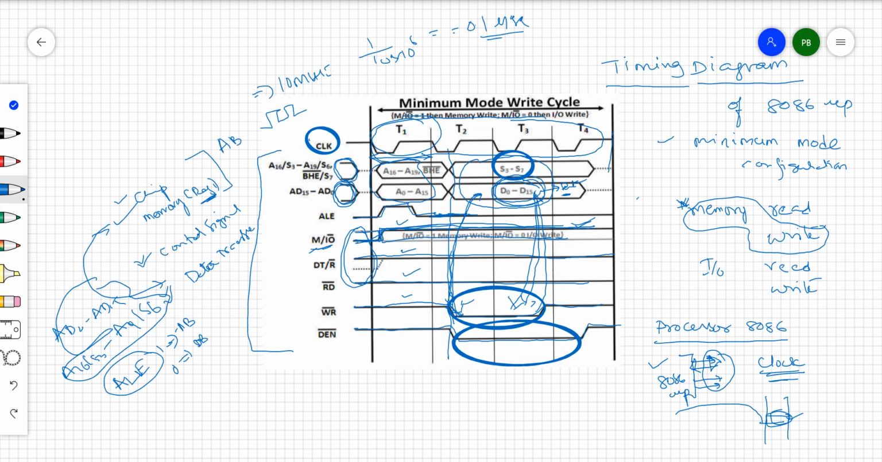After the T4 state, once again, data is written into the external memory. Then, based on the instruction, it may be memory read or memory write, IO read or IO write, and so on. Like that, we need to understand this particular timing diagram and we need to be able to draw it. Alright. So thank you.